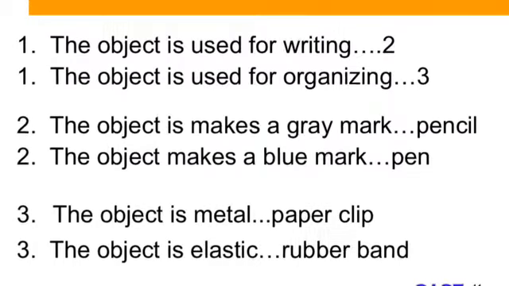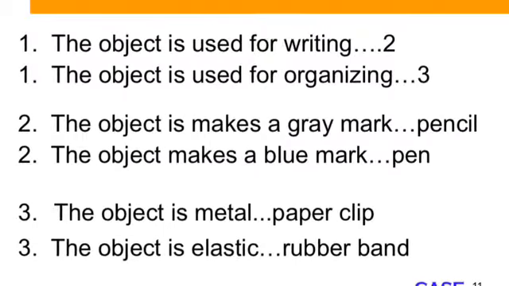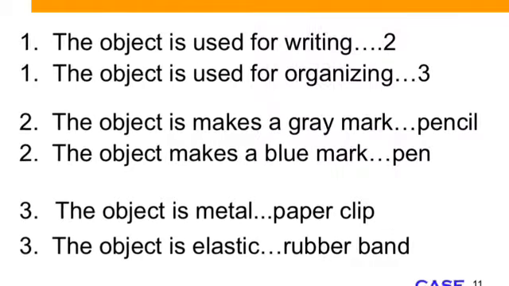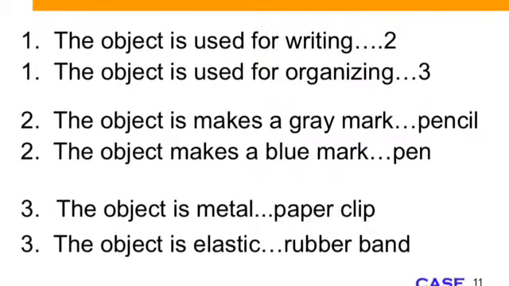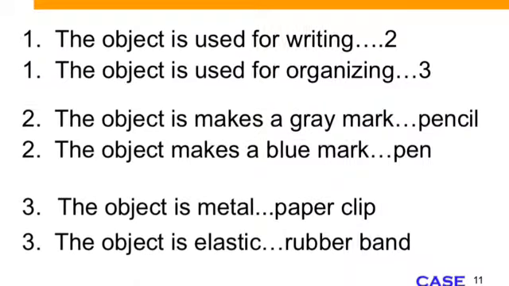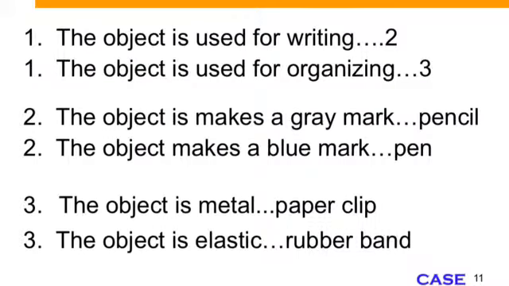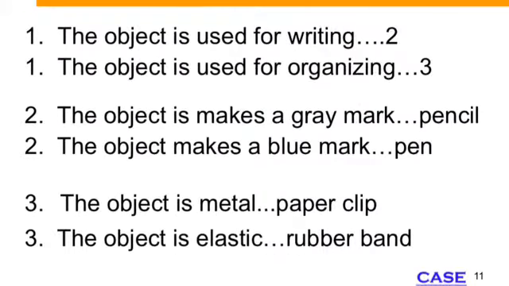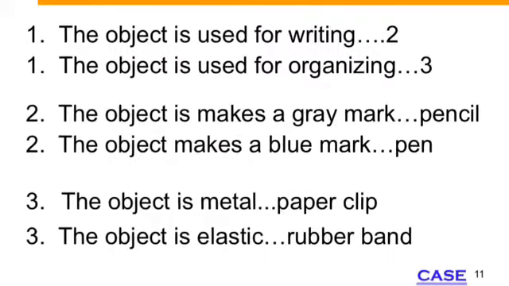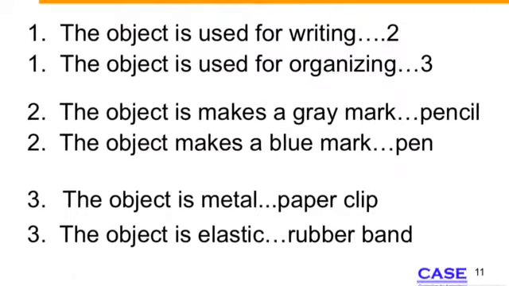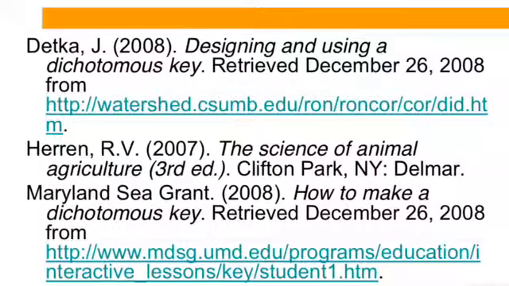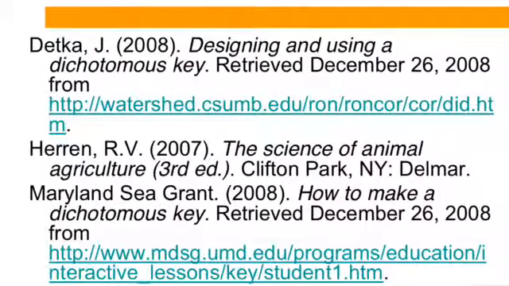So let's say the object wasn't used for writing. The object is used for organizing, we go to step 3. If the object is metal, it's a paperclip. If the object is elastic, then it's a rubber band. That's how we use these dichotomous keys. Most of the time, these dichotomous keys are used in the plant world, especially tree identification and weed identification.